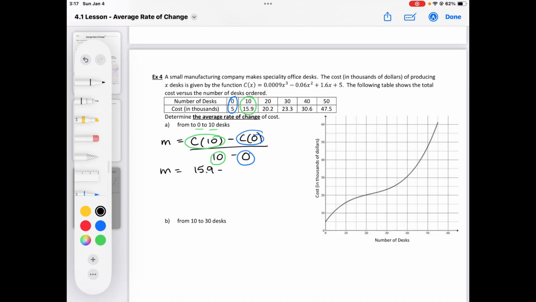So then I can put those numbers right away. I don't actually even need to use my equation. I've got 15.9 take away 5 divided by 10, which is $1.09 thousand per desk as the rate of change.